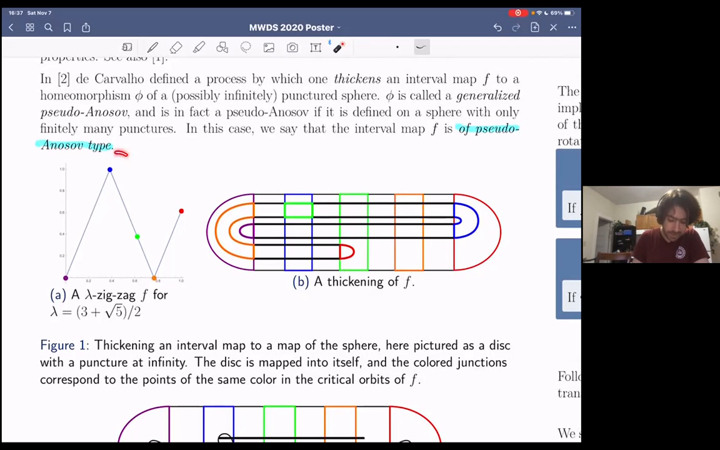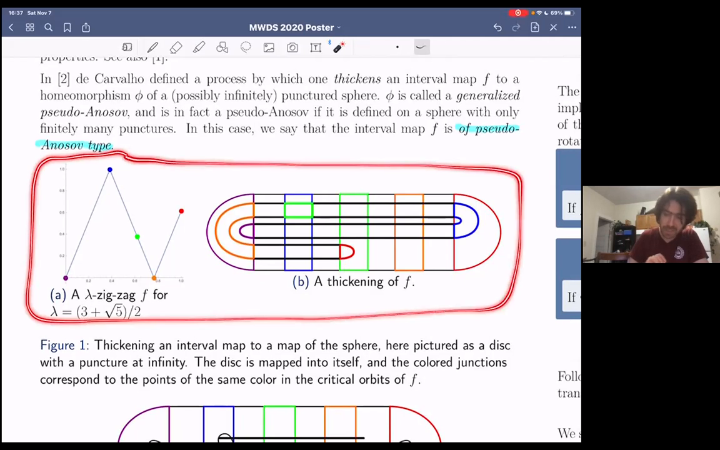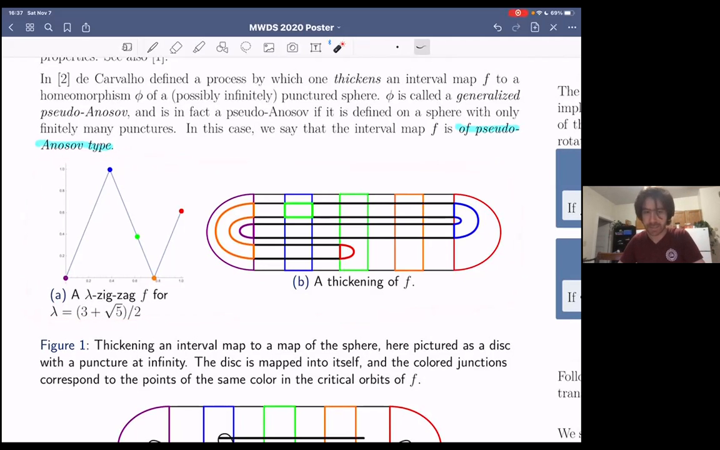I won't get into the details, but here is a picture that hopefully gives you an idea of what it means to thicken a zigzag map. On the left, I've marked out the post-critical points of this zigzag map. And on the right, here's a topological disk that is mapped into itself. And these colored regions are mapped into each other in the same way that these colored dots are mapped into each other. Okay, so this endomorphism of the disk is kind of mimicking the combinatorial action of our zigzag map.